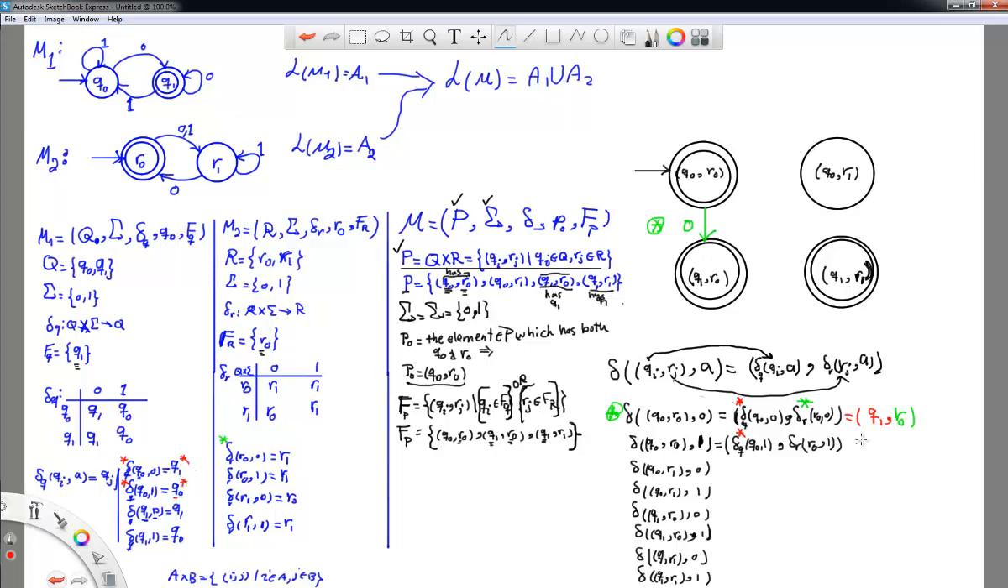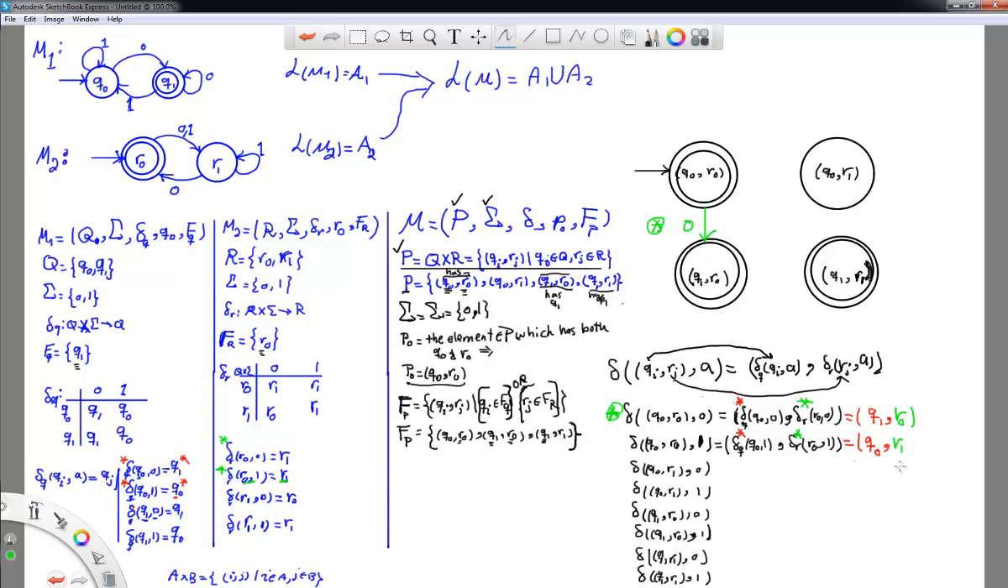So this is going to equal q sub 0. So my first element is q sub 0. What's my second element? My second element is delta sub r of r sub 0, comma 1. Delta sub r of r sub 0, comma 1 is this guy. So it's going to be an r sub 1. Did I make a mistake?